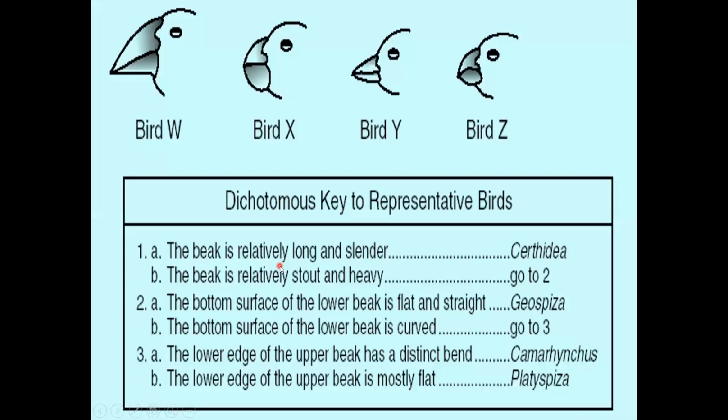The beak is relatively long and cylinder. That is the animal. You are not supposed to learn the scientific name of each and every organism, but with the help of a dichotomous key, you can identify the organism.